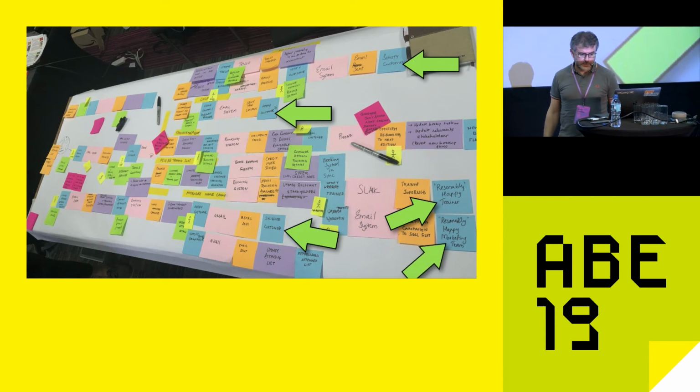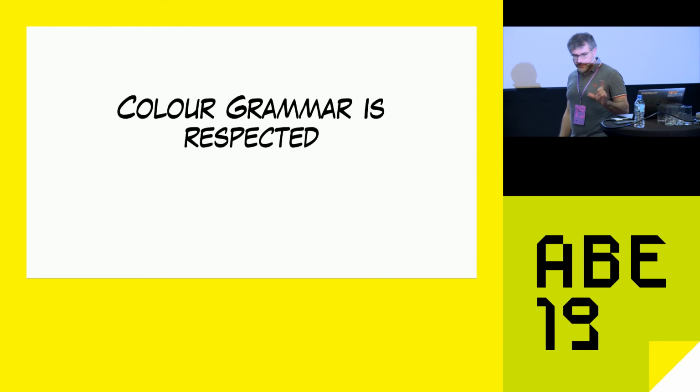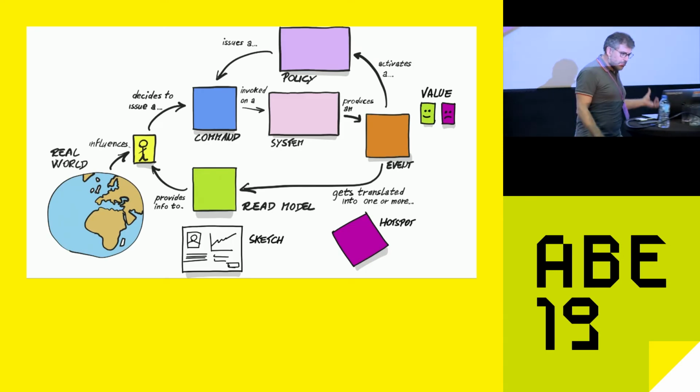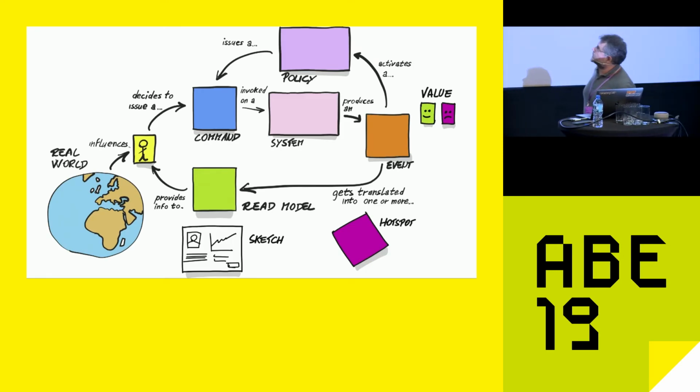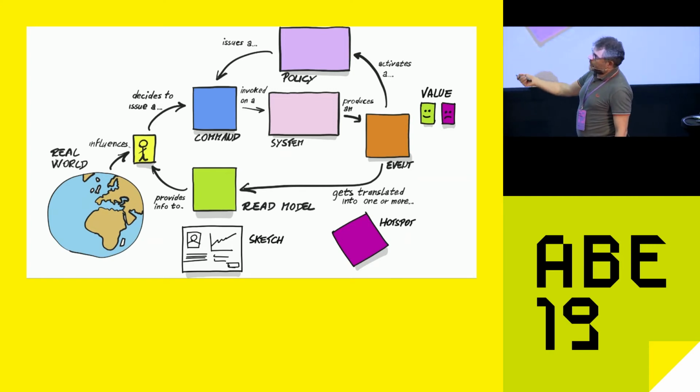That was the thing. So talking about color grammar, this is the definition of the color grammar for the process modeling, which is basically humans making decisions based on a real-world experience.